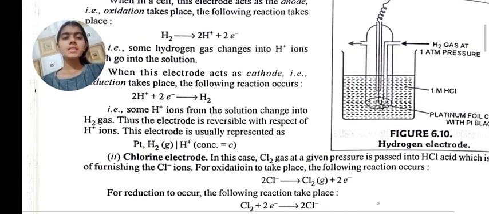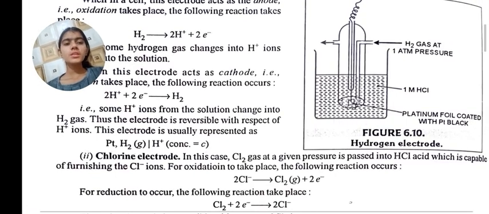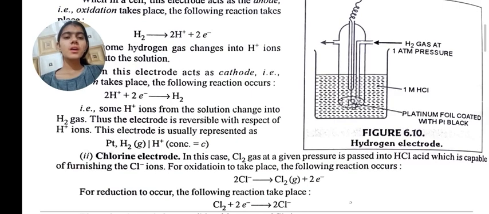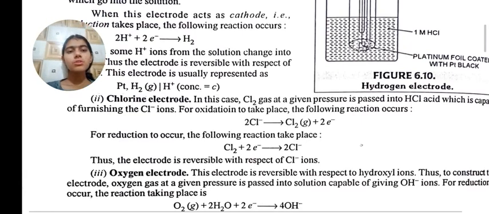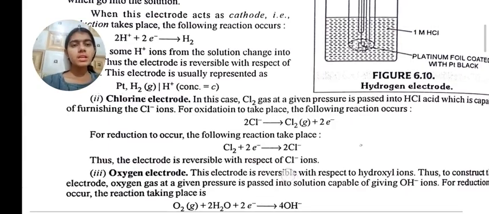Second type of gas electrode is chlorine electrode. In this case, chlorine gas at a given pressure is passed into HCl acid, which is capable of furnishing the Cl⁻ ions. For oxidation to take place, the following reaction occurs: 2Cl⁻ goes to Cl2 gas plus 2 electrons. For the reduction to occur, the following reaction takes place: chlorine gas plus 2 electrons goes to 2Cl⁻ ions. Thus, the electrode is reversible with respect to Cl⁻ ions.